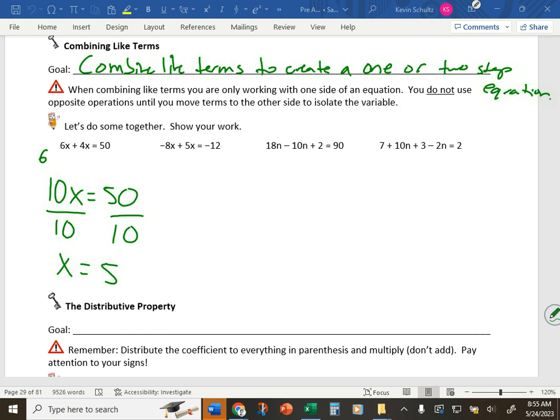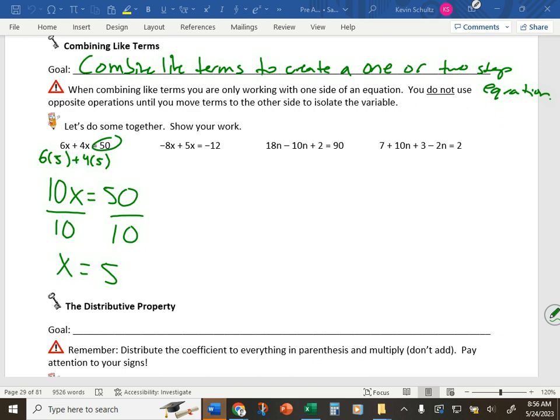And then you can check this pretty easily. If x equals 5, how much is 6 5s? You find 6 $5 bills on the ground. How much money do you have? 30, right? And then you find 4 more 5s on the ground. How much is that? 20. What's 30 plus 20? 50.